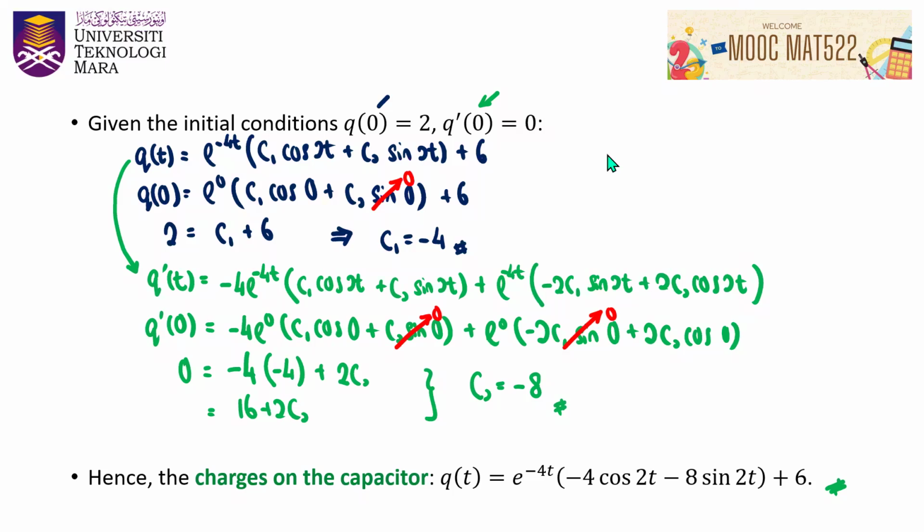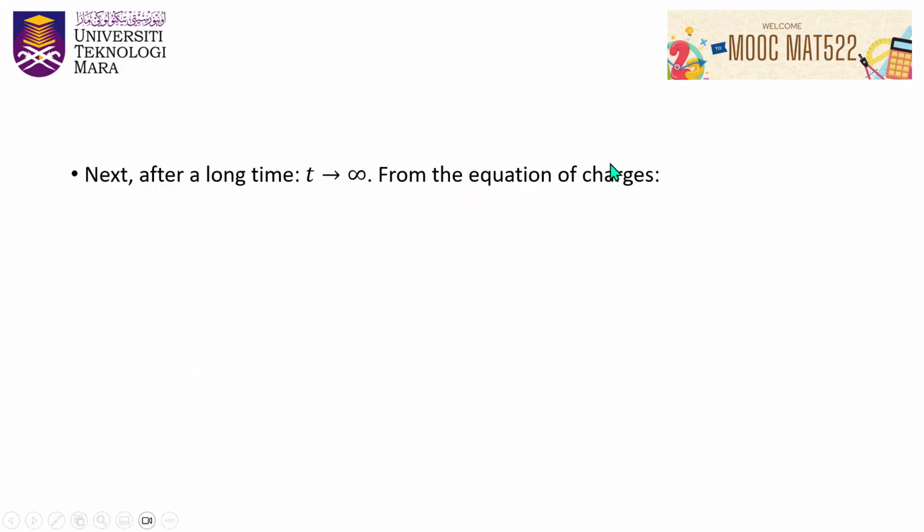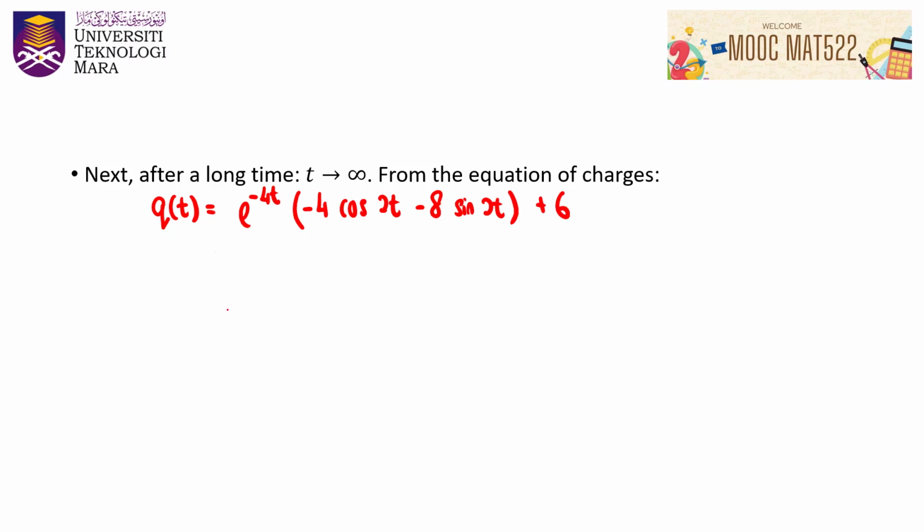Now, the last problem given in the question: after a long time, what happens to the charges? Based on the question, when it mentions after a long time, this means that t tends to go to infinity. Now, from the equation of the charges that we obtained just now, Q(t) equals e^(-4t) in the big bracket negative 4 cos 2t minus 8 sin 2t, and then plus 6.